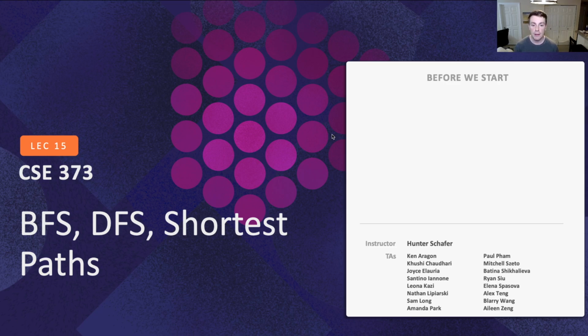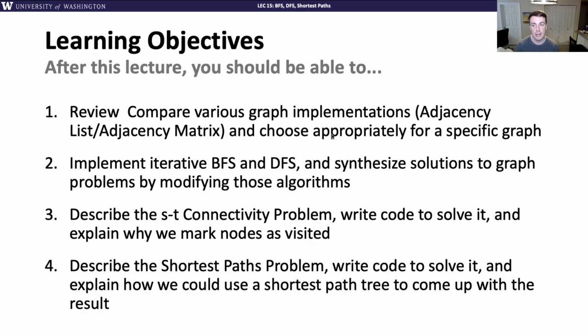In terms of the learning objectives for today, in this lecture, I want you to be able to review, well, that's part of it, that was supposed to be in parentheses. We want to be able to compare various graph implementations like the adjacency list and adjacency matrix, and choose which implementation you want to use for a specific graph. We're going to be able to implement BFS and DFS and synthesize solutions to graph problems by using one of those algorithms as a starting point.